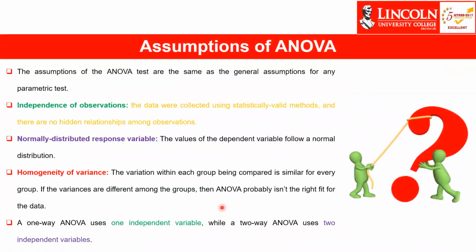Now, Anova comes with certain assumptions. Assumptions of the Anova test are the same as the general assumptions of any parametric test. We have been working with some of these assumptions from our previous tests, so we're still going to continue with those assumptions. One of them is independence of observations. The data were collected using statistically valid methods, and there are no hidden relationships among observations. That's the first assumption.